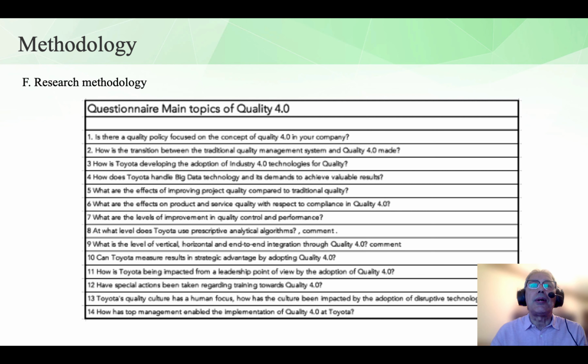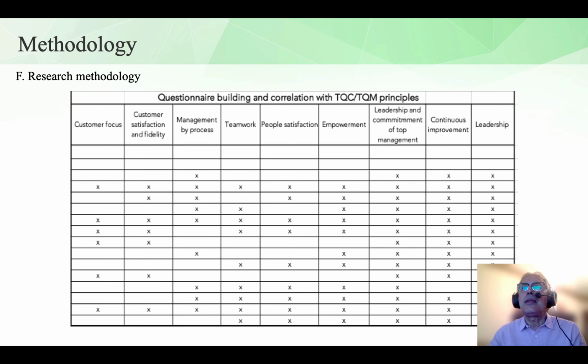the use of prescriptive analytical algorithms, vertical, horizontal, end-to-end integration through Quality 4.0, strategic advantages, leadership impacts, training related to Quality 4.0, and the culture changing from human focus with adoption of disruptive technologies, and how top management is enabled to implement Quality 4.0 in the company. We can see the relationship or correlation among all the information we've received and the TQC, TQM principles that impact strongly all over the organization.